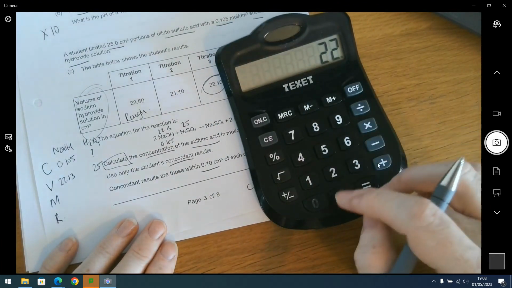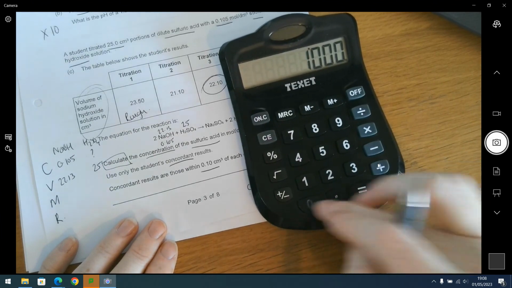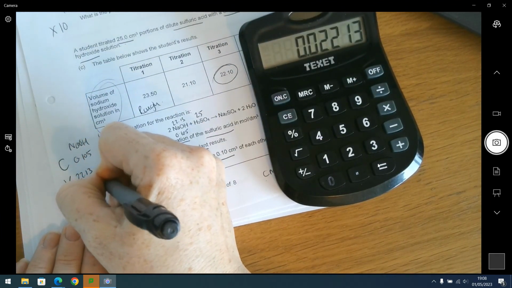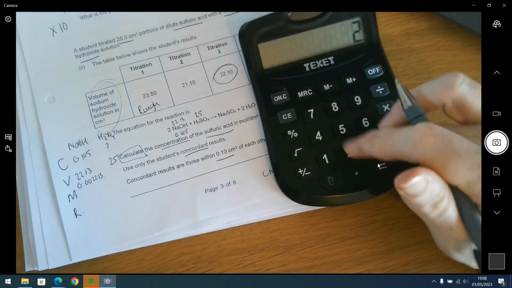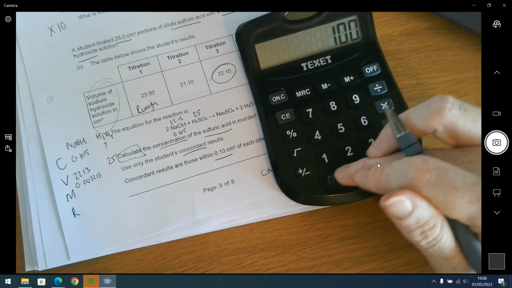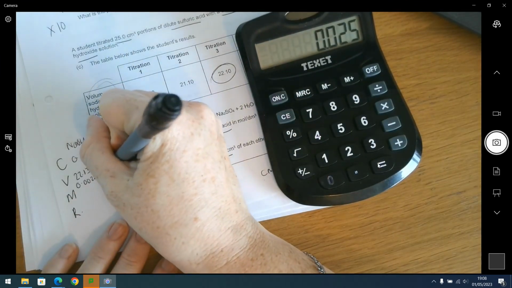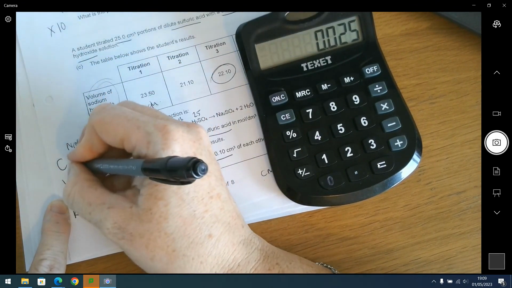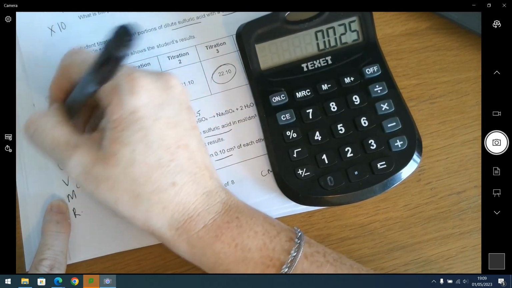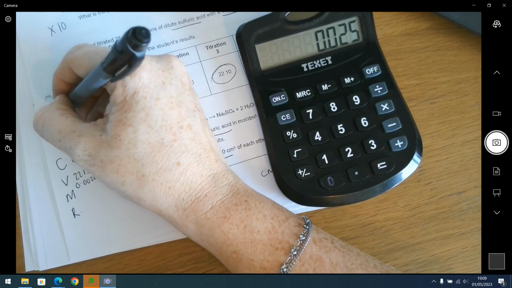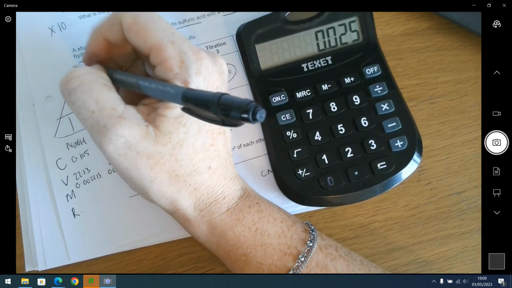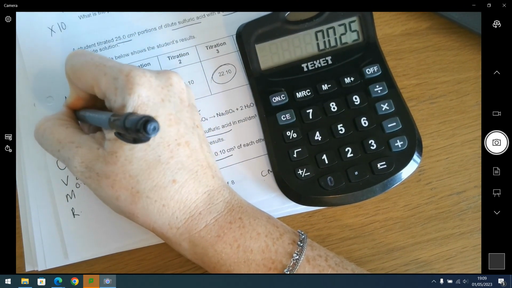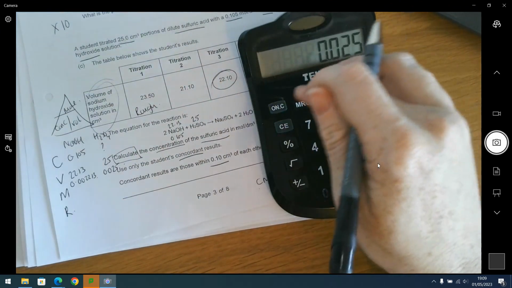So 22.13 divided by 1,000 gives me a volume of 0.002213. You might get this in standard form. That's absolutely fine. Just stick with it. I'm using a basic calculator here. So that's 0.025. I can now work out the moles because moles is concentration times volume. That's my little triangle I've done loads of times before, where I've got concentration, volume, moles, and that's the calculation I'm going to use here.